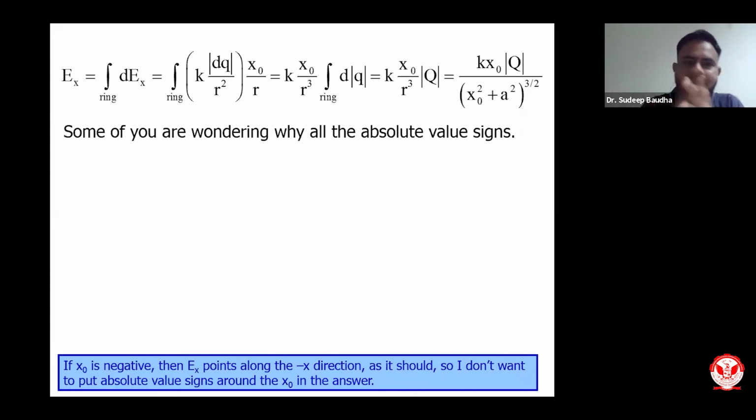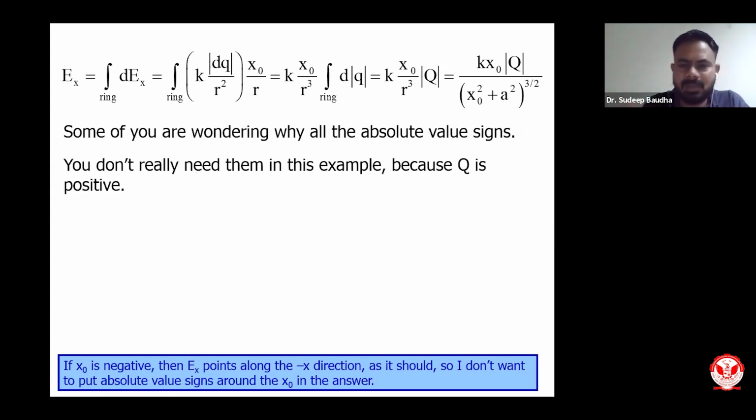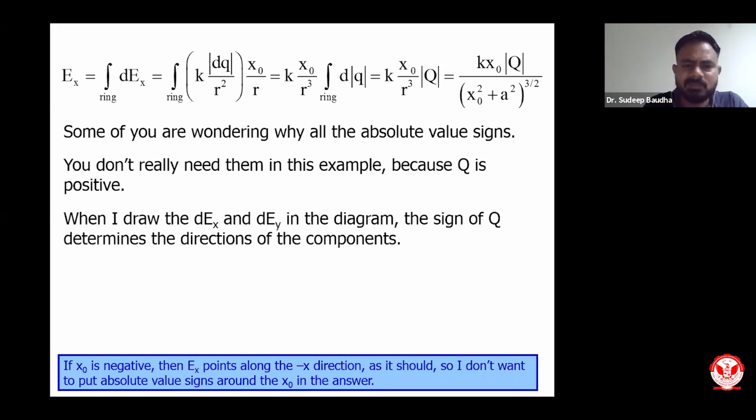Across the ring, we have found the charge. We have found the electric field at a point P, which is located at a distance from the ring. And there is an absolute sign because sometimes Q may be positive and it may be negative. In this case, Q is positive, so no need to worry about the value of Q. So I can draw dx and dy in the diagram. The sign of Q determines the direction of the component. In this case, Q is positive. If Q was negative, then the direction will be different.